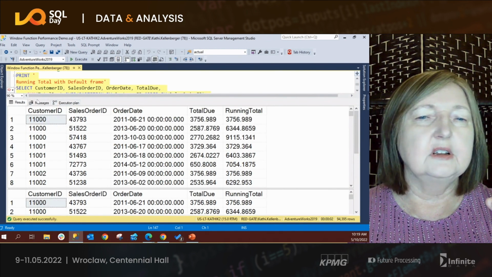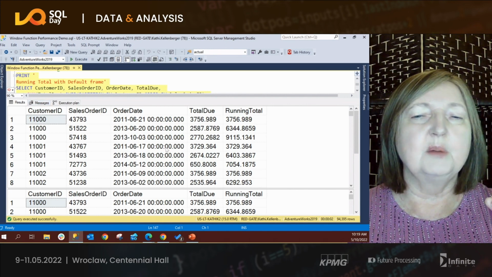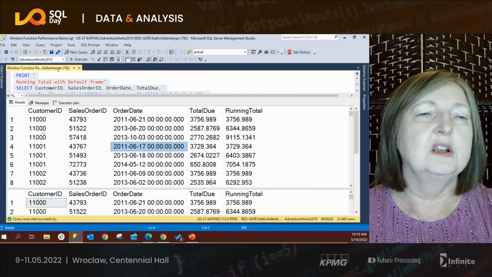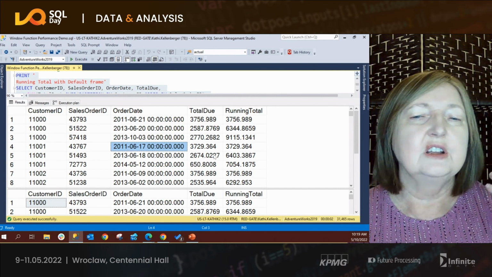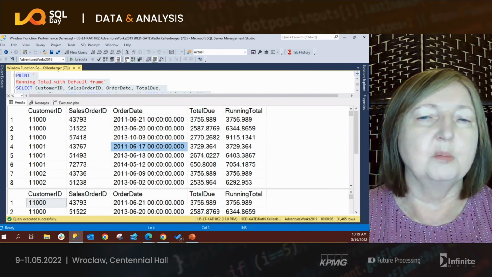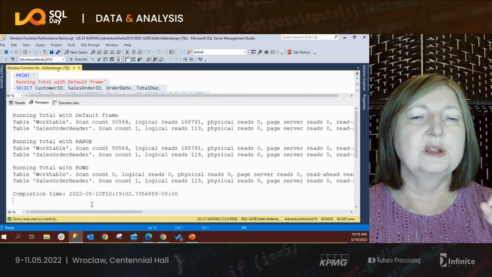And if I would look, I'd probably find where there's a duplicate, same customer has placed an order on the same day, and if I use range, you'll get the 2 values the same at one point. Let's look at the statistics IO. That's where I really want to look.